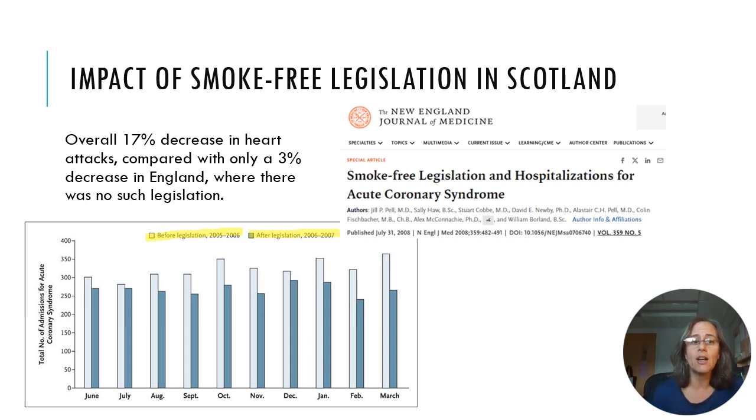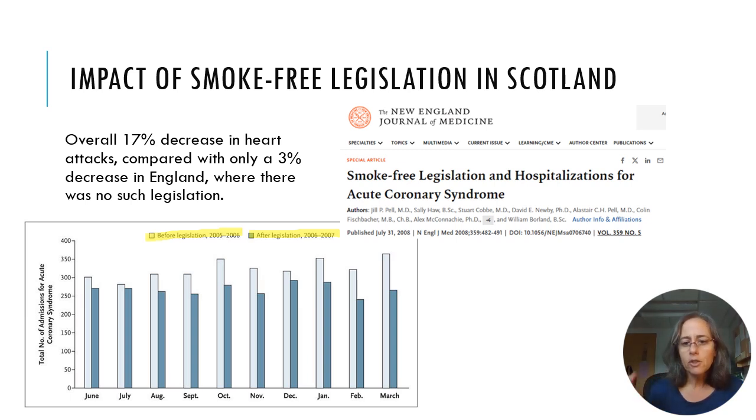So overall, they saw a 17% decrease in heart attacks in Scotland. And during the same year in England, because maybe there were other things going on that decreased risk of heart attack, there was only a 3% decrease, right? This is incredibly effective. All right.